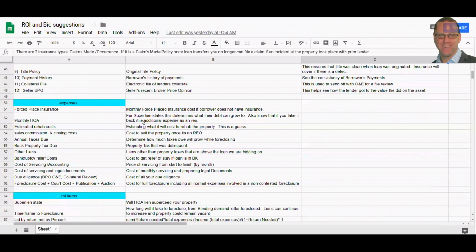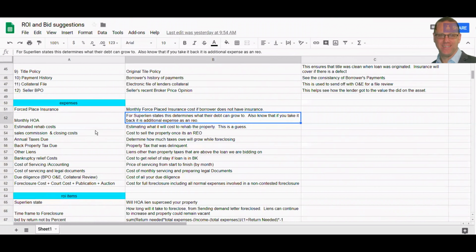HOA, this is monthly HOA. If you're buying a loan in a state that has a super lien duration, that monthly HOA can affect you because it can grow their legal balance on their side and they can foreclose from their position. It also comes to the fact that once you do buy the note and foreclose on it, you're now expected to pay that HOA bill from that point forward because you're now the legal owner of the property.